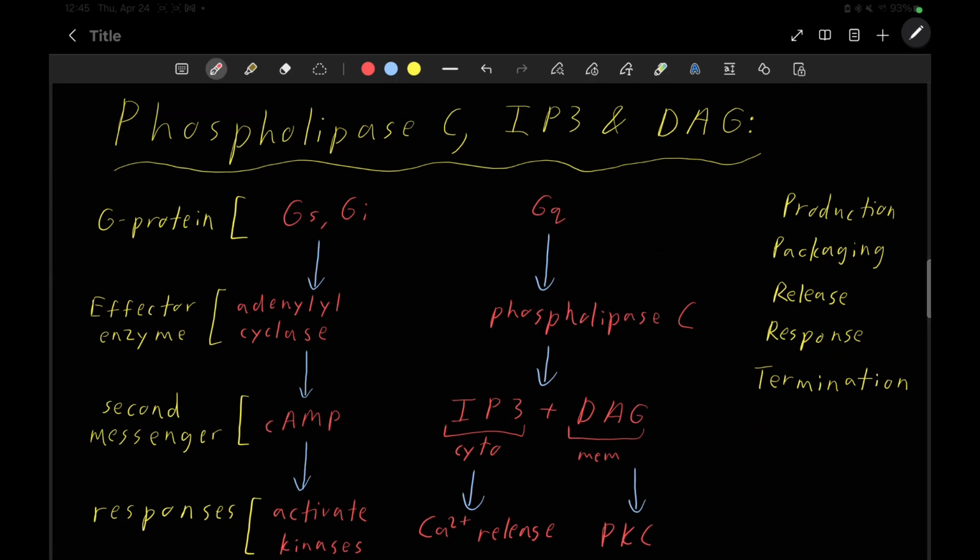So, to conclude, I hope that this video was able to give you guys a greater insight of this new type of G protein called the Gq protein, the enzyme that it activates, the two second messengers that it produces, and the different responses that they produce, as well as a way that this G protein can get terminated by GTPase. I hope this video was helpful and easy to understand.